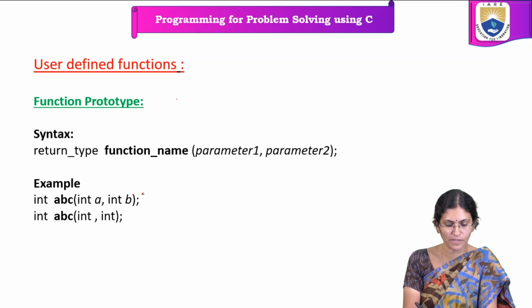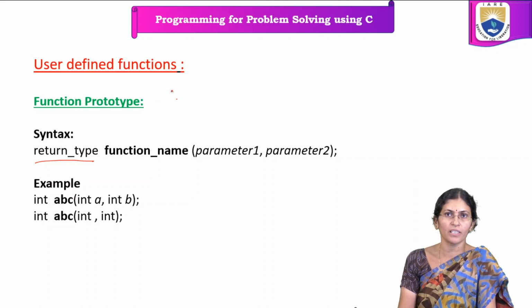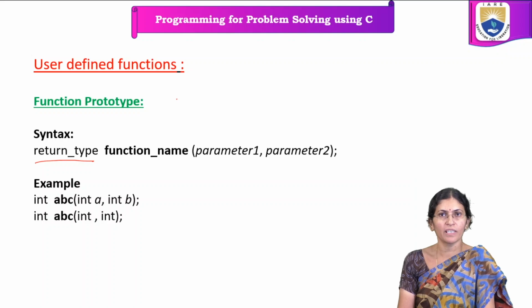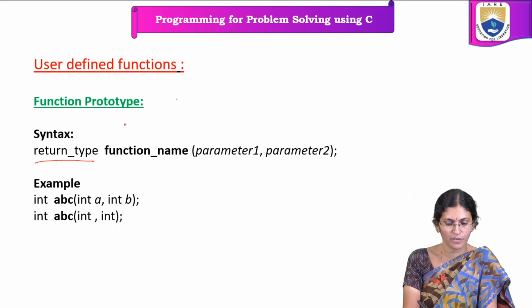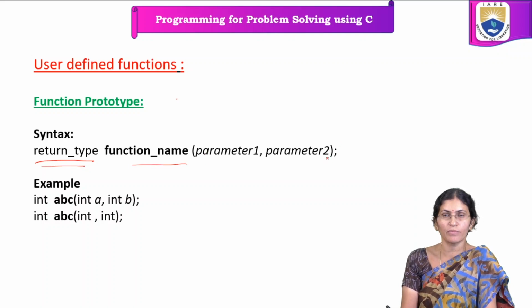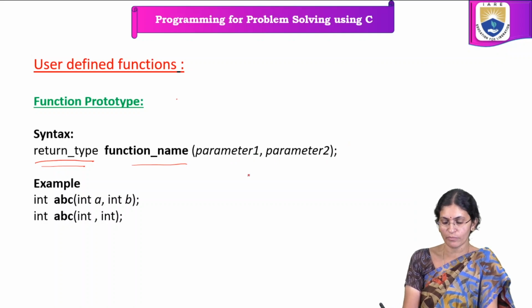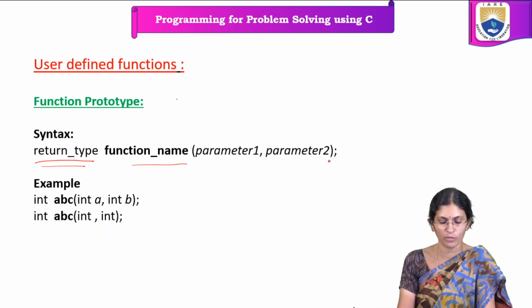So first, coming to the syntax: a function prototype is similar to a function declaration, it is nothing but a function declaration. As we need to declare a variable before using it, similarly we need to declare a function before using it. The syntax is return type, function name, and inside the brackets we have the parameter list, separated by commas, and at the end a semicolon.